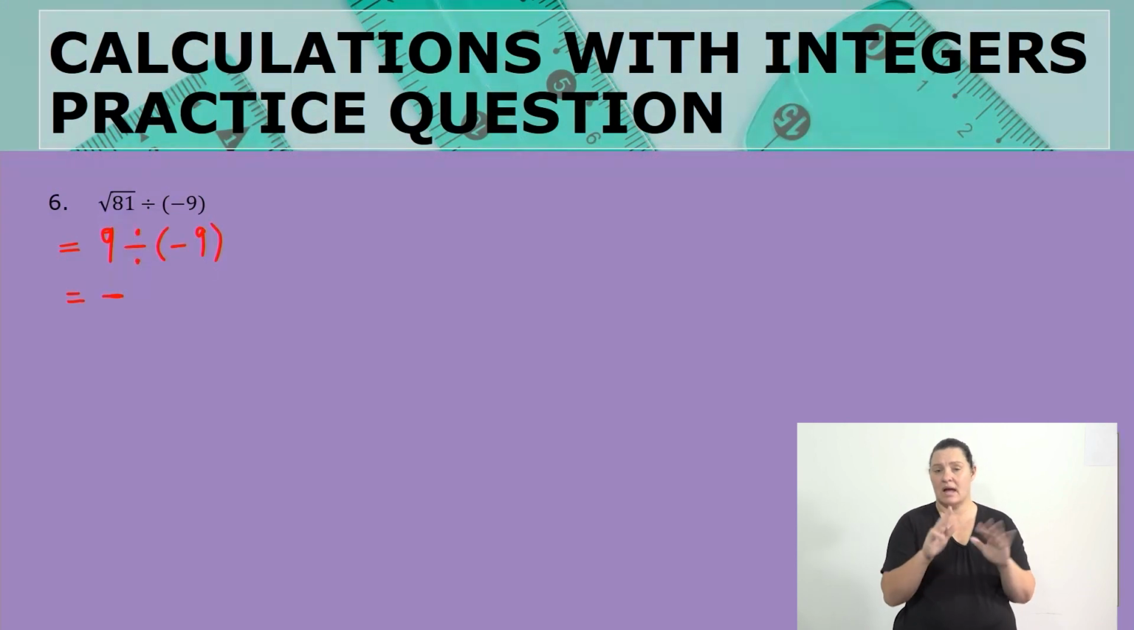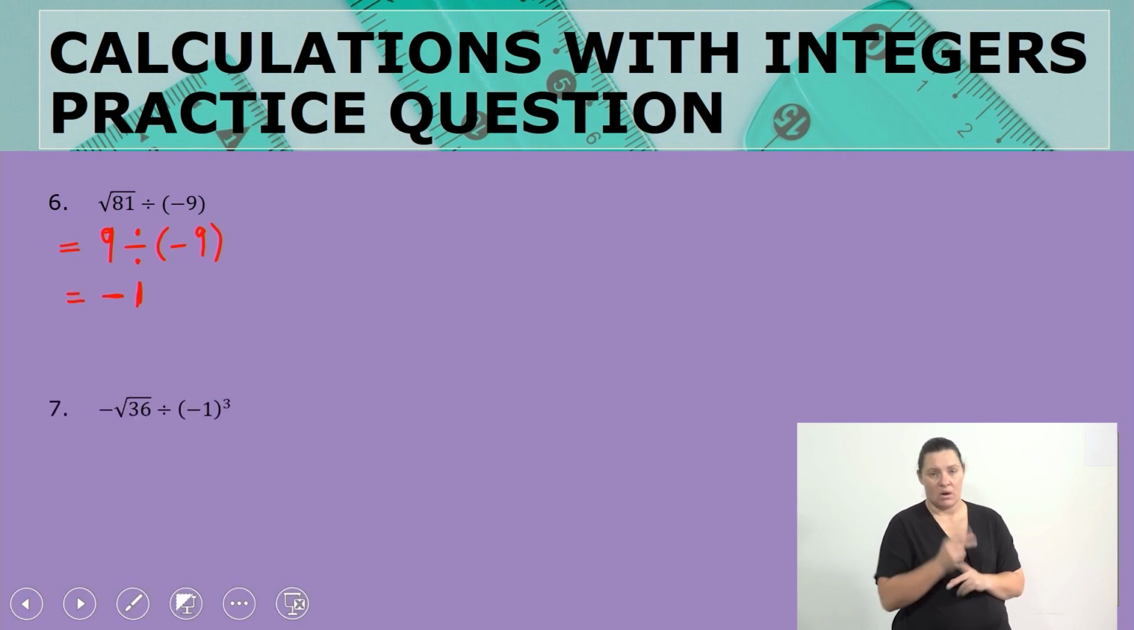And what is 9 divided by 9? Again, the properties of 1. Any number divided by itself is going to be 1. Except for 0, of course. So our answer is a negative 1.